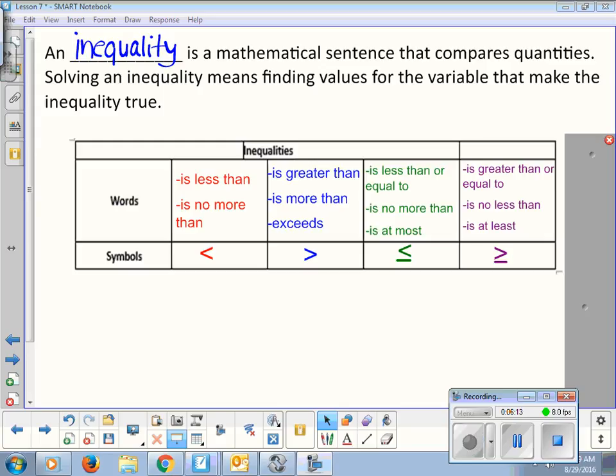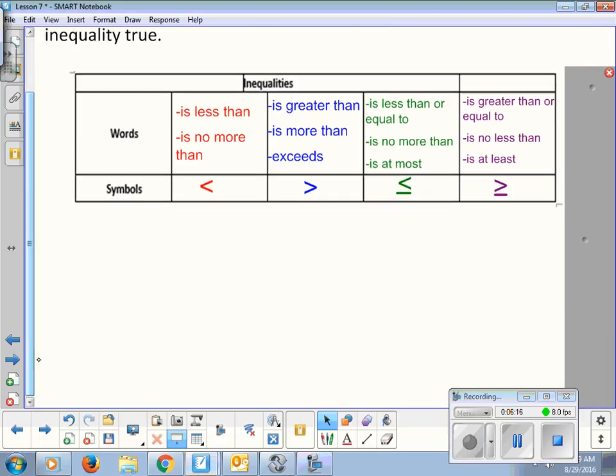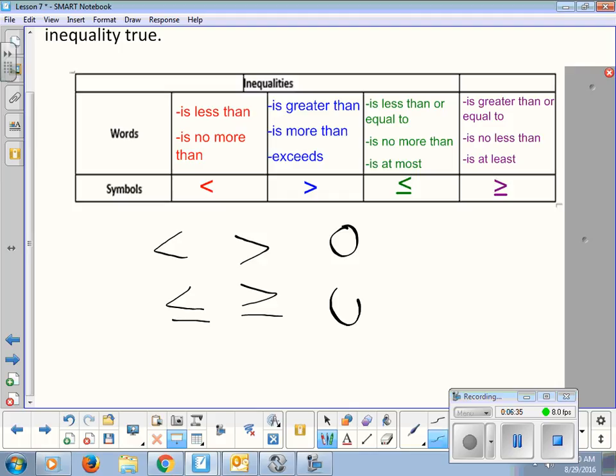Okay, before we go on to the next two examples, I just want to show you your rule of thumb for when you're graphing. If you have less than or greater than, you're going to use an open circle because your answer is not part of your solution. If you have less than or equal to or greater than or equal to, that's when you have the closed circle because it is part of your solution. You're including it in your answer. So when you see that line underneath, know that you need to fill in your circle.